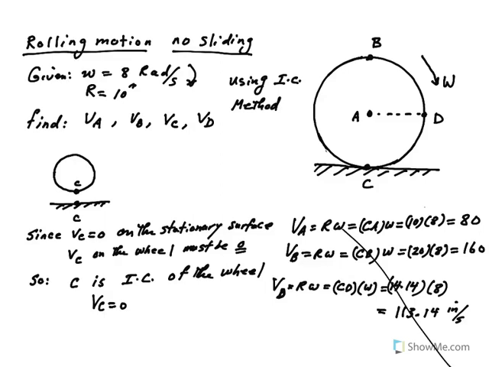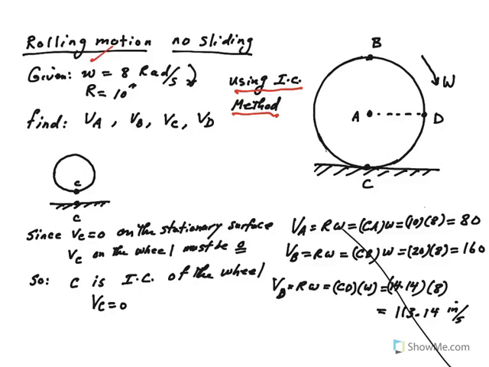I'm back here with another example of the rolling motion, no sliding. But I've already done this problem for you with the same numbers using the relative motion approach. Now I want to show you how we can use the IC method, the instantaneous center, which is actually the shortcut. Hopefully this will make much better sense in terms of the motion, and you'll see how easy it is to use this method to do problems.